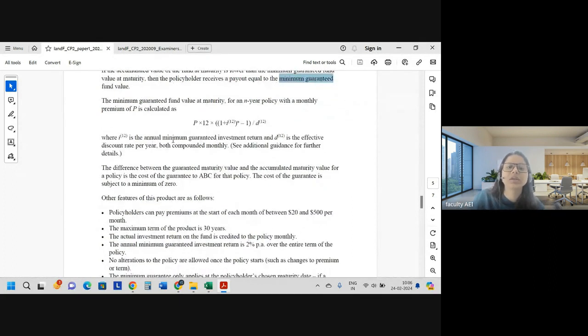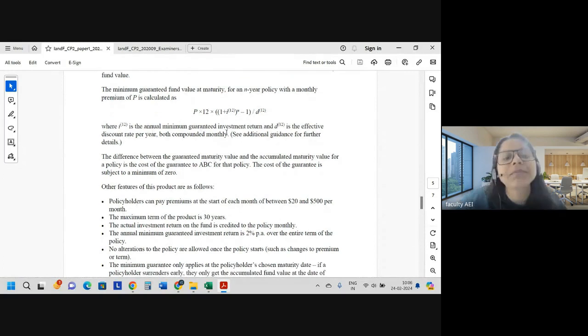figure. I'm just reading it quickly so that if you have read it a few days back, you can quickly remember everything. The minimum guaranteed fund value is calculated like this for an N-year policy. So P, this is the minimum guarantee figure. P is the premium into 12 into 1 plus I-12 to the power N. So this is the annuity figure basically. Where I-12 is the annual minimum guaranteed investment return and D-12 is the effective discounting rate, both compounded monthly.